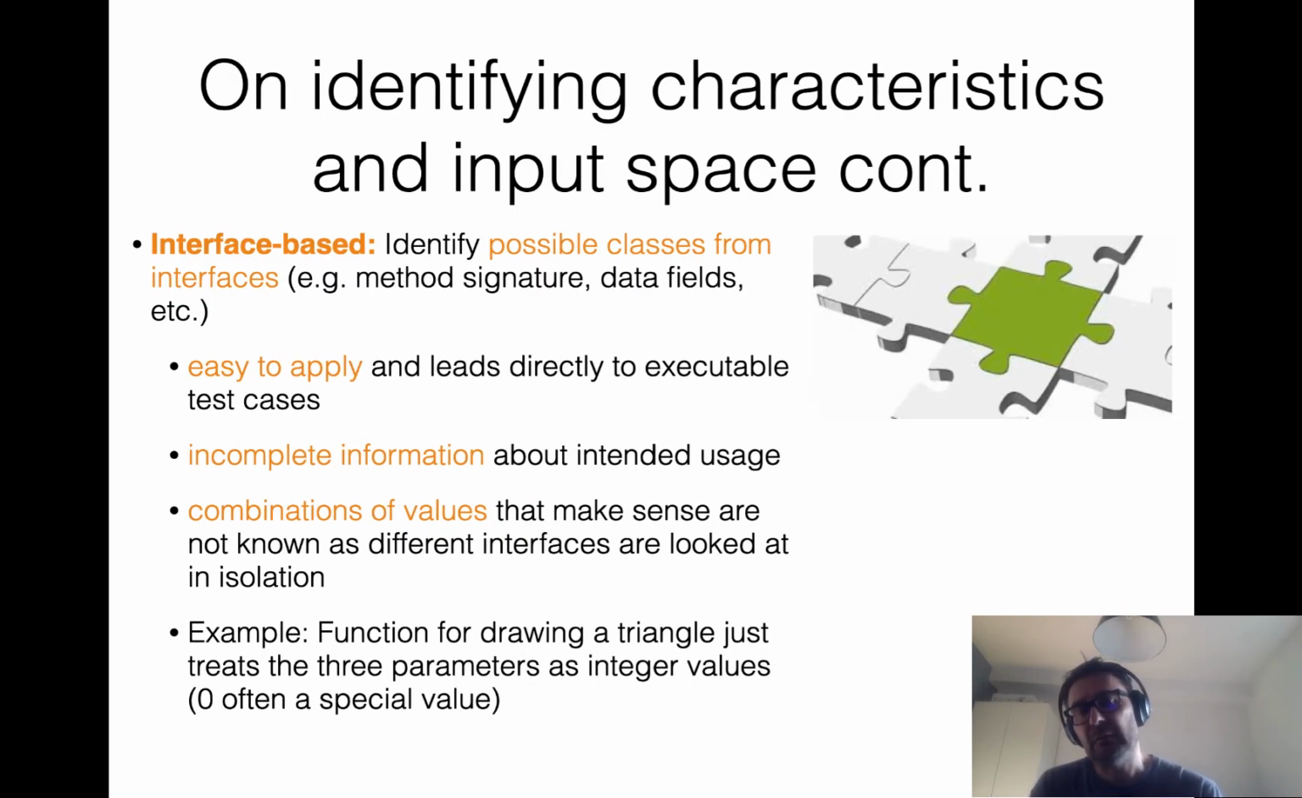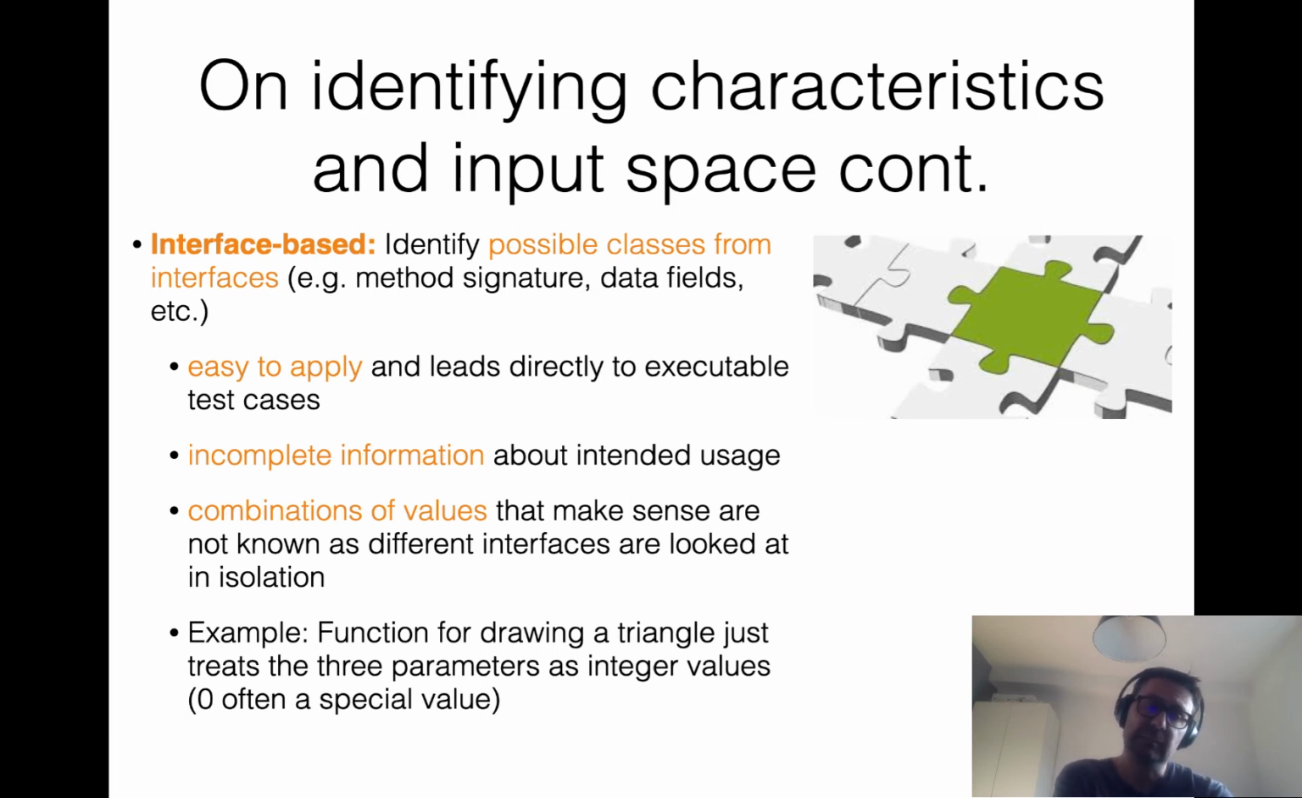Another way is to do interface based. So then you go probably not only from the requirements, but often there's an architecture description or an API description or a high level design or even a low level detailed design. And then you can look at the interfaces of these components. So you identify classes of inputs from the interface description. So what are the data types? How many arguments are there? And so you look at the method signature and the fields in there, and you try to go from there.